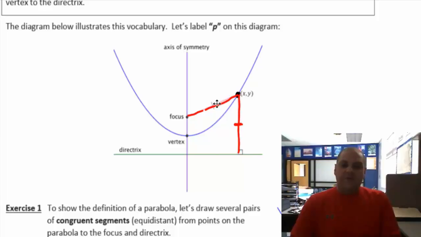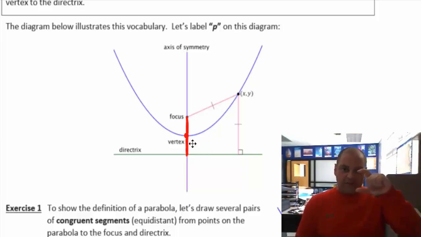See these little hash marks here? If you remember from geometry, that means congruent. That means the distance is equal, right? So this distance is equal to this distance. The distance from the focus to the vertex of the parabola, the distance right there, is equal to the distance from the vertex to the directrix right here. So here to here is the same as here to here. So again, between the focus and the vertex, and between the vertex and the directrix, those are equal distances.